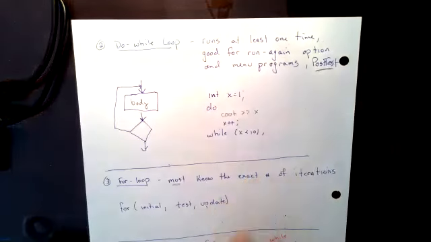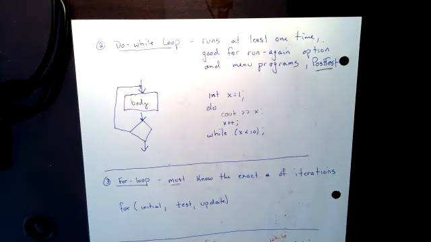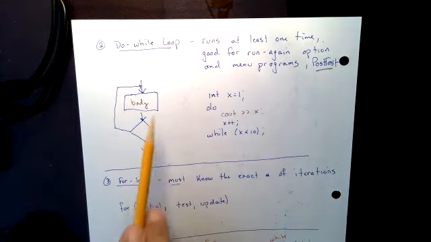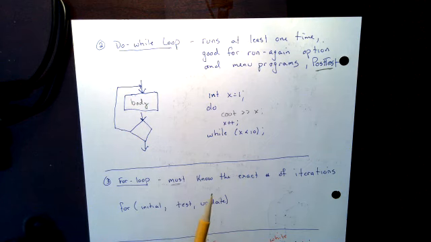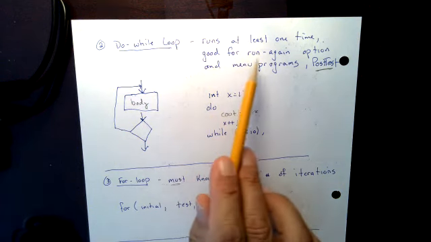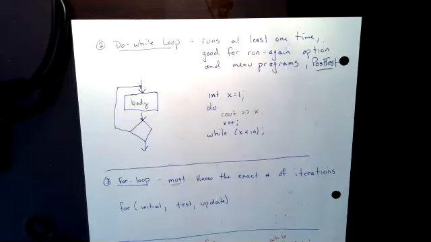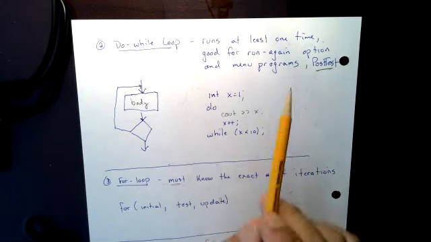The next loop was the do while loop. The body came first before I asked the question. Depending on the question, I'd go back up and redo the body. Otherwise, I would leave. Okay? A do while loop runs at least one time. And we have two really good uses for that.